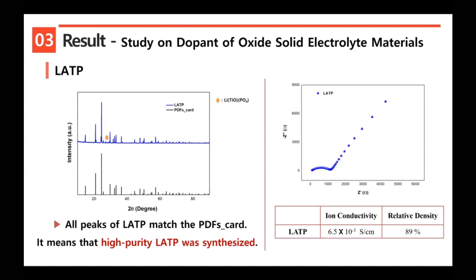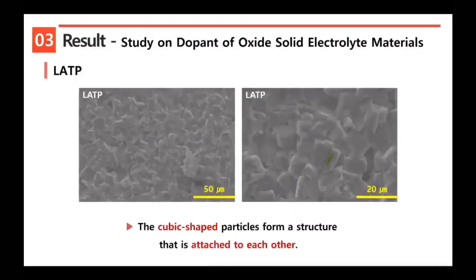And the ionic conductivity of LATP was 6 times 10 to the negative 5 Siemens per centimeter, and the relative density was about 89%. In the structure of the LATP pellet, you can see that most of the particles have a cubic shape and that the particles are attached to each other. Through other papers referenced, it can be seen that the cubic particles in LATP observed in this experiment serve as channels for lithium ions, and it can be thought that the more densely the pellets are attached without pores, the higher the relative density and ionic conductivity are.